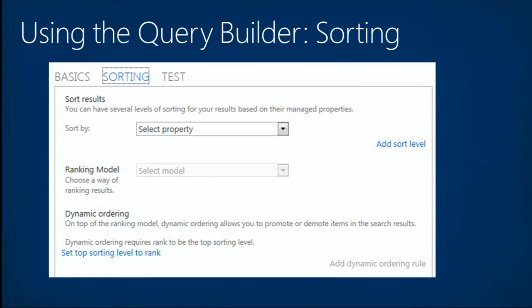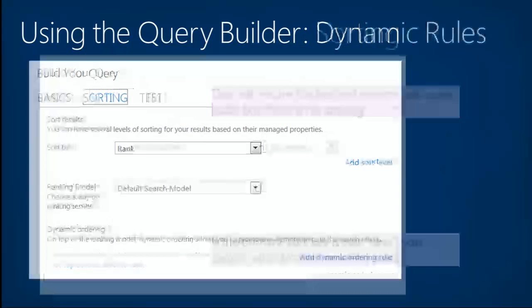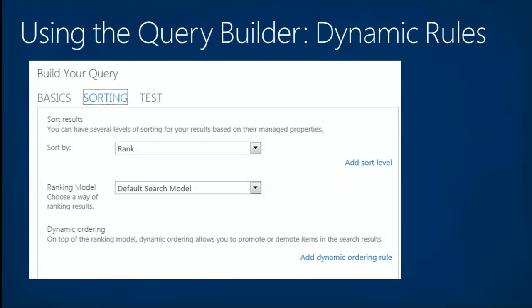So one of the things you can do is just change the general sort so it's not by rank but by something like date. So if you wanted to sort by freshness, you can, but that's a strict sort on freshness, not by relevance. In those cases, you can't use the dynamic ordering rules you can see at the bottom. Instead, let's sort by rank, and we'll choose the default ranking model, and then we'll add a dynamic ordering rule.